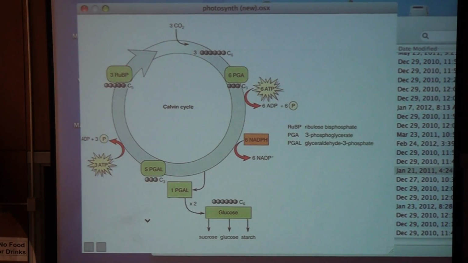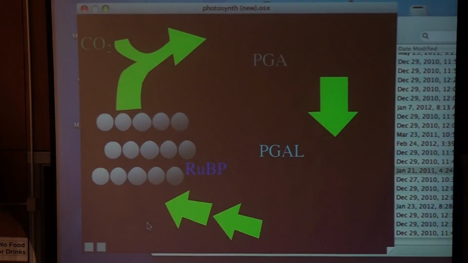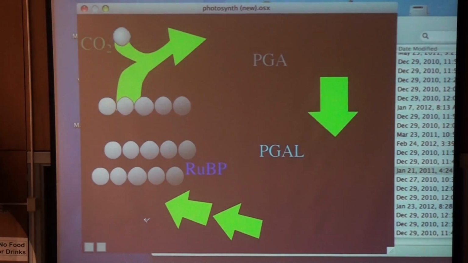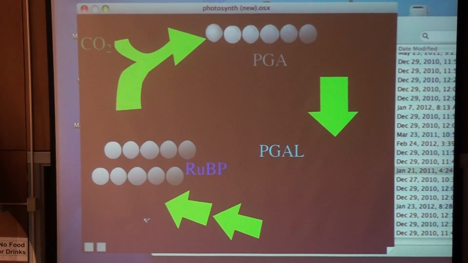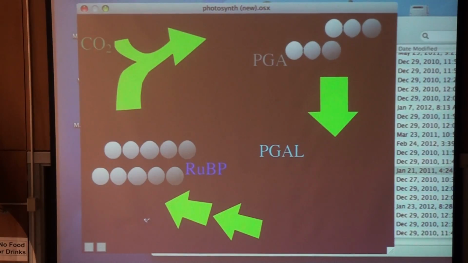Any questions on it up to this point? All right. Fascinating process.